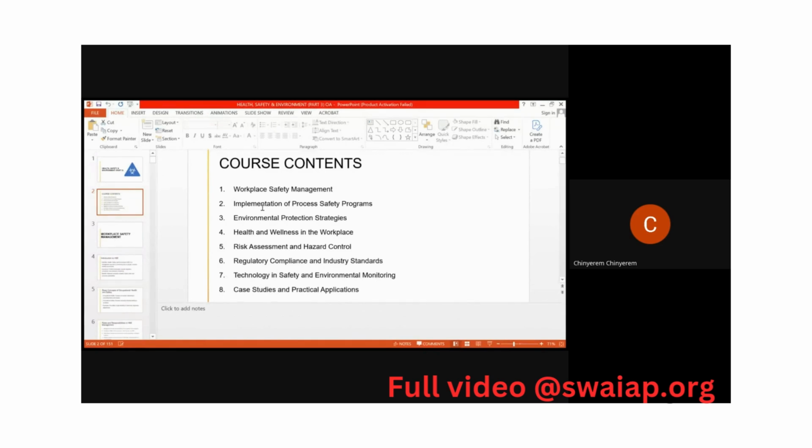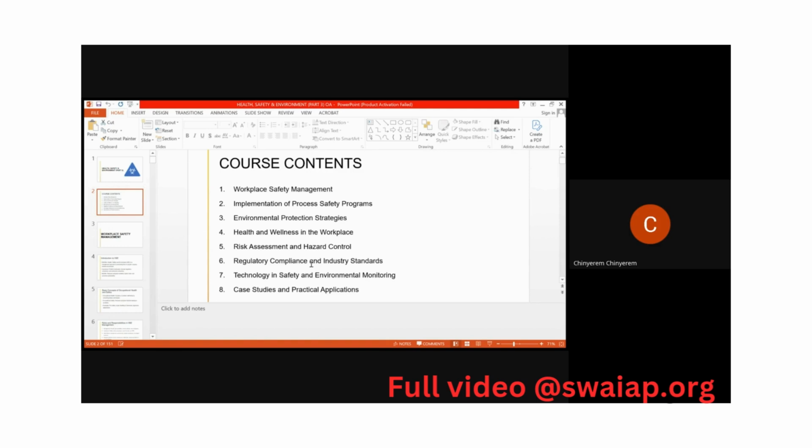First, we're going to look at workplace safety management. And then thereafter, we'll look at implementation of process safety programs. And then we'll look at environmental protection strategies. We'll look at health awareness in the workplace. We'll look at risk assessment and hazard control. We'll also look at regulatory compliance and industry standards that support what we do. This is for us to understand.